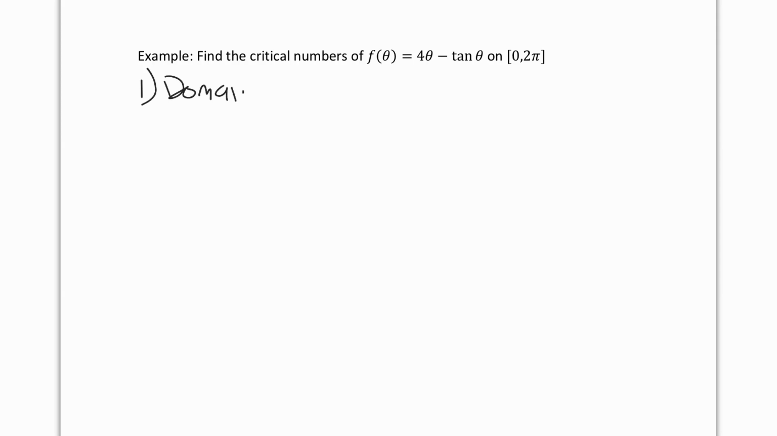So if you remember, tan of theta is undefined. So theta is not going to be equal to pi by 2, because tan of pi by 2 is undefined. And then, well, technically negative pi by 2, but that's not part of the domain. We're only looking at 0 to 2 pi. So the other one would be 3 pi over 2.